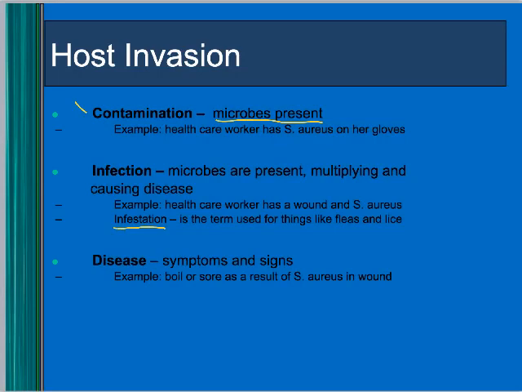And then the next step is disease. Disease is when you start to have symptoms or signs. You start to have something bad happening to the host as a result of the infection. An example would be you get a boil or a sore as a result of having Staph aureus in the wound.